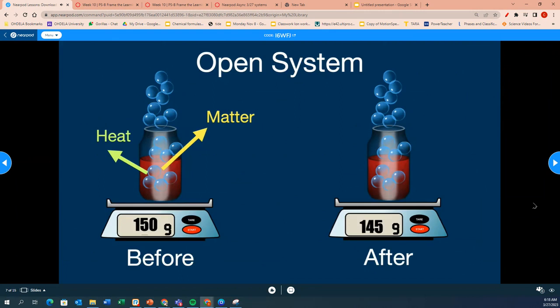So as you can see, the before and after the mass is different, and that is because matter can leave the system. Heat can also leave the system. Matter can also enter the system, and heat can also enter the system.